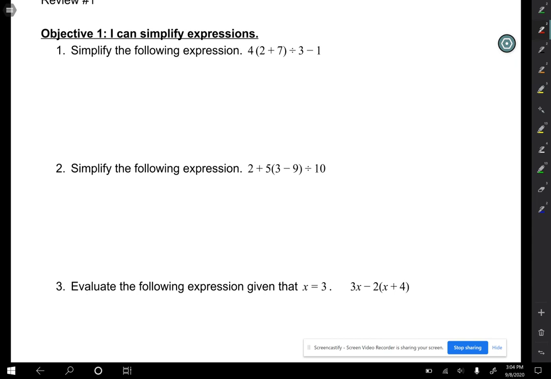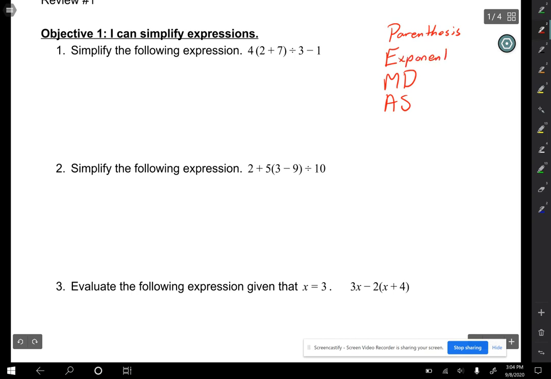So in the first one, I can simplify the following expression, and we're going to use PEMDAS to do this. Remember that P stands for parentheses, E stands for exponents, multiplication and division, and last but not least, we have addition and subtraction.